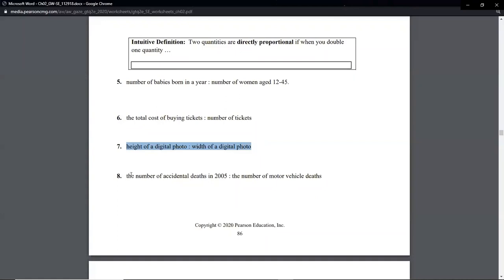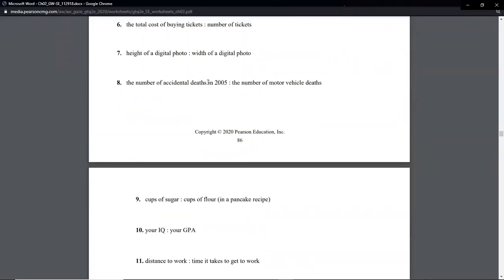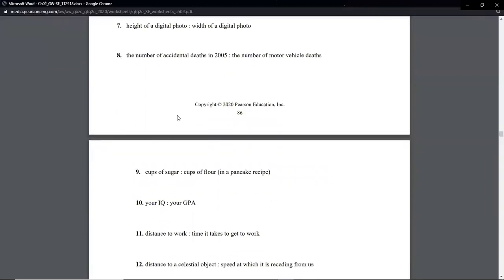Okay. Number of accidental deaths in 2005 versus number of motor vehicle deaths. Some people will get this one wrong, but think about whether these two things are absolutely related to each other or not. Accidental deaths doesn't just mean motor vehicle deaths. This could be someone falling off a building or getting struck by lightning, things like that.